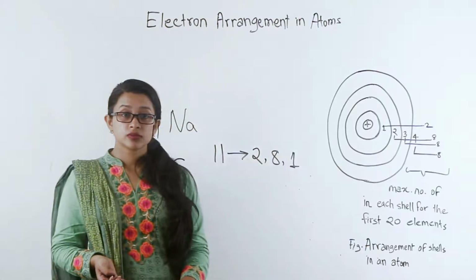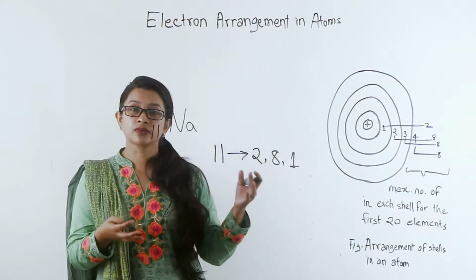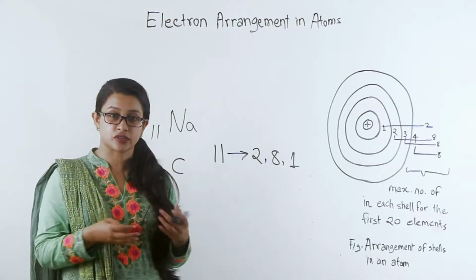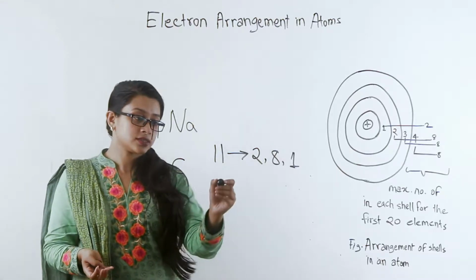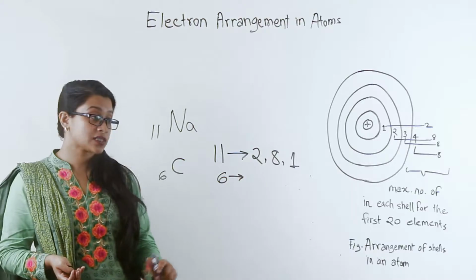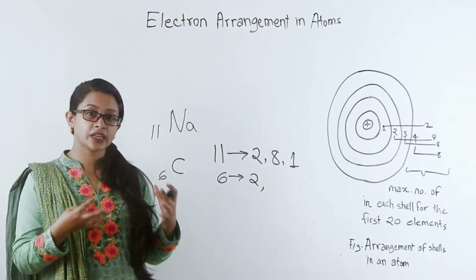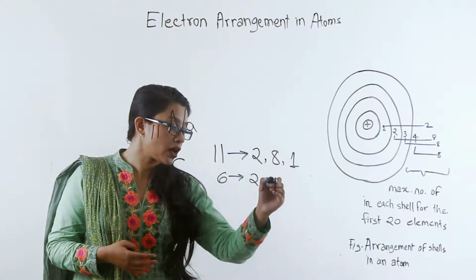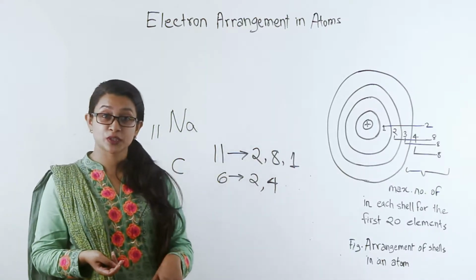Right? So 6 is a little bit difficult because how do we then break it down into the 8 and so on, right? So let's begin with the first shell. So you have 6 here. In the first shell, you have a maximum number of 2 electrons. So 2 goes away. How many electrons are left then? 4, right? So in the second shell, you house 4 electrons. And that's it. That's the electronic arrangement of carbon.